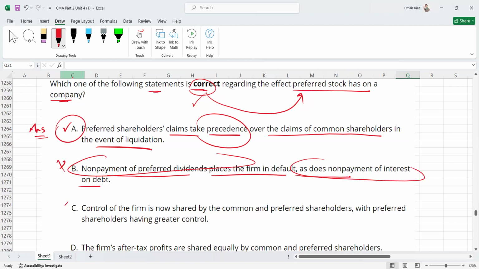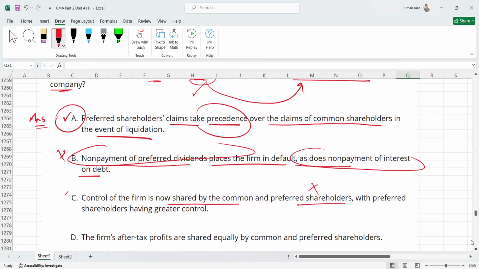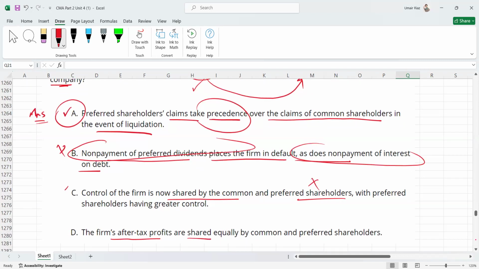Then C, control of the firm is now shared by the common and preferred shareholders. No, because preferred shareholders don't have voting rights, so control cannot be shared with them. Then D, the firm's after-tax profits are shared equally by common and preferred shareholders. No, not equally, because when the company issues the preferred stock, it is written with it what amount of dividend you will pay. For example, 4% preferred stock means 4% is the dividend, or 8% preferred stock means 8% is the dividend, which can be different from common stock. So these three statements are incorrect, and only the first statement is correct.